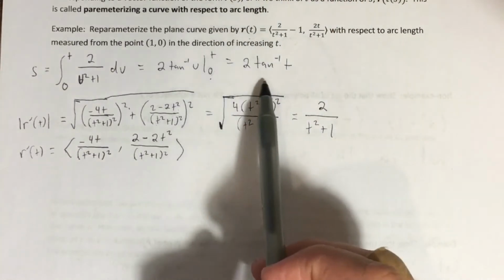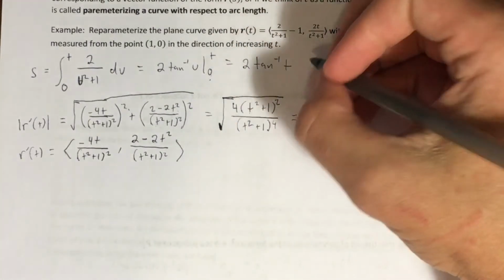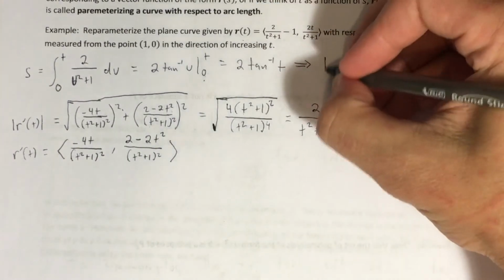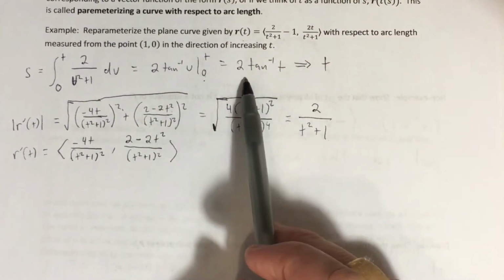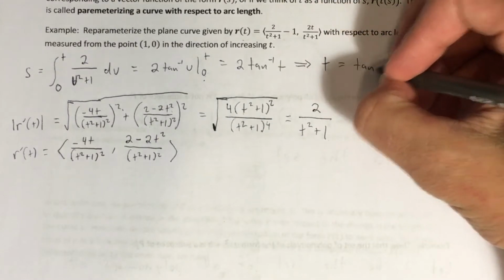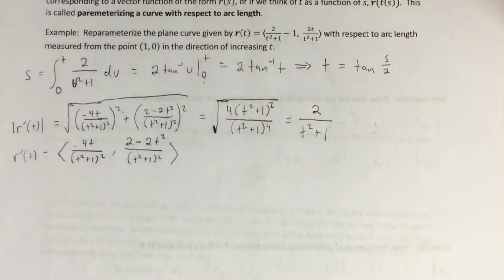Okay, now all that's left is to take this, s is equal to 2 arctangent of t, and I want to solve this for t. It only takes 2 steps to do that. Divide by 2, and then take a tangent of both sides. t is equal to the tangent of s over 2.